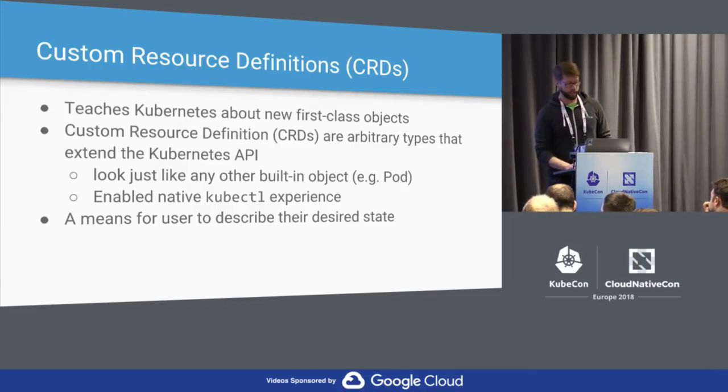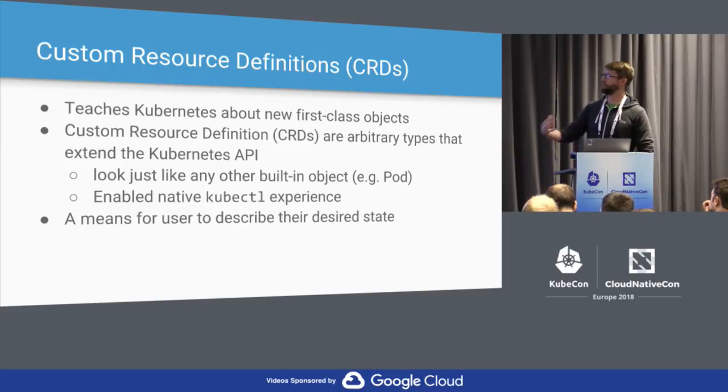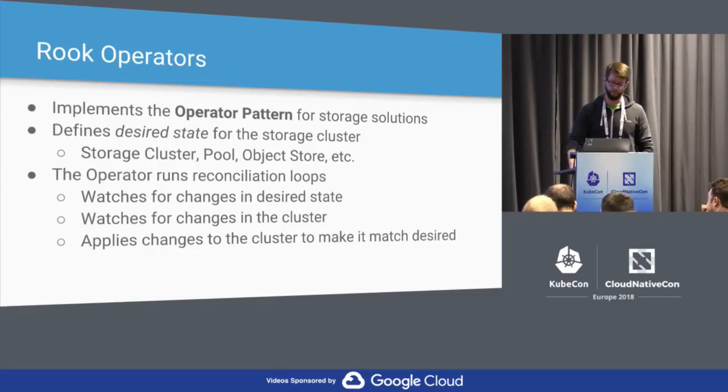In a CRD, you can have all these different properties defined for how a user might want their system to act. So the user can create one of your custom resource definitions and set the different properties that they want in order to get their system configured the way they want it to.